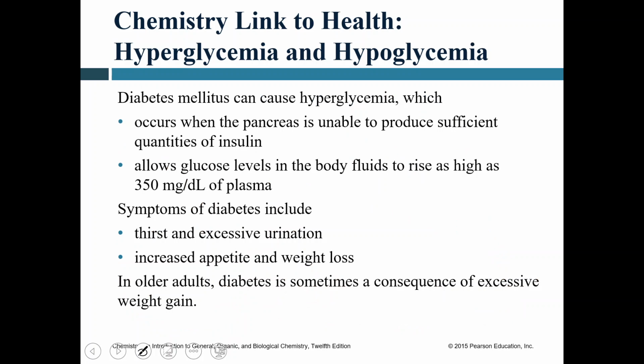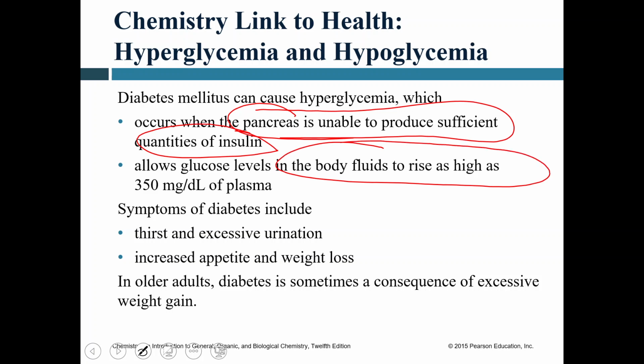What can cause hyperglycemia? Usually it's diabetes mellitus. In diabetes mellitus, the patient's pancreas cannot produce sufficient quantities of the hormone called insulin. That results in an increase of glucose levels in the bodily fluids, and they can go as high as 350 milligrams per deciliter of plasma, which is 4 times higher than normal. Some symptoms of diabetes include thirst, excessive urination, increased appetite, and at the same time weight loss.